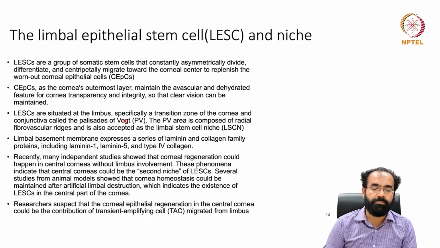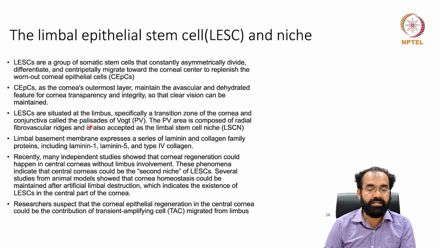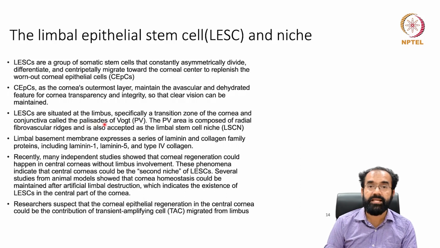LESCs are situated at the limbus, specifically at the transition zone of the cornea and conjunctiva, in a systematic manner known as the palisades of Vogt. In short form, it is called the PV area, and it is composed of radial fibrovascular ridges. It is also the accepted area for the limbal stem cell niche, or LSCN. In short form, it is called the limbal stem cell niche.